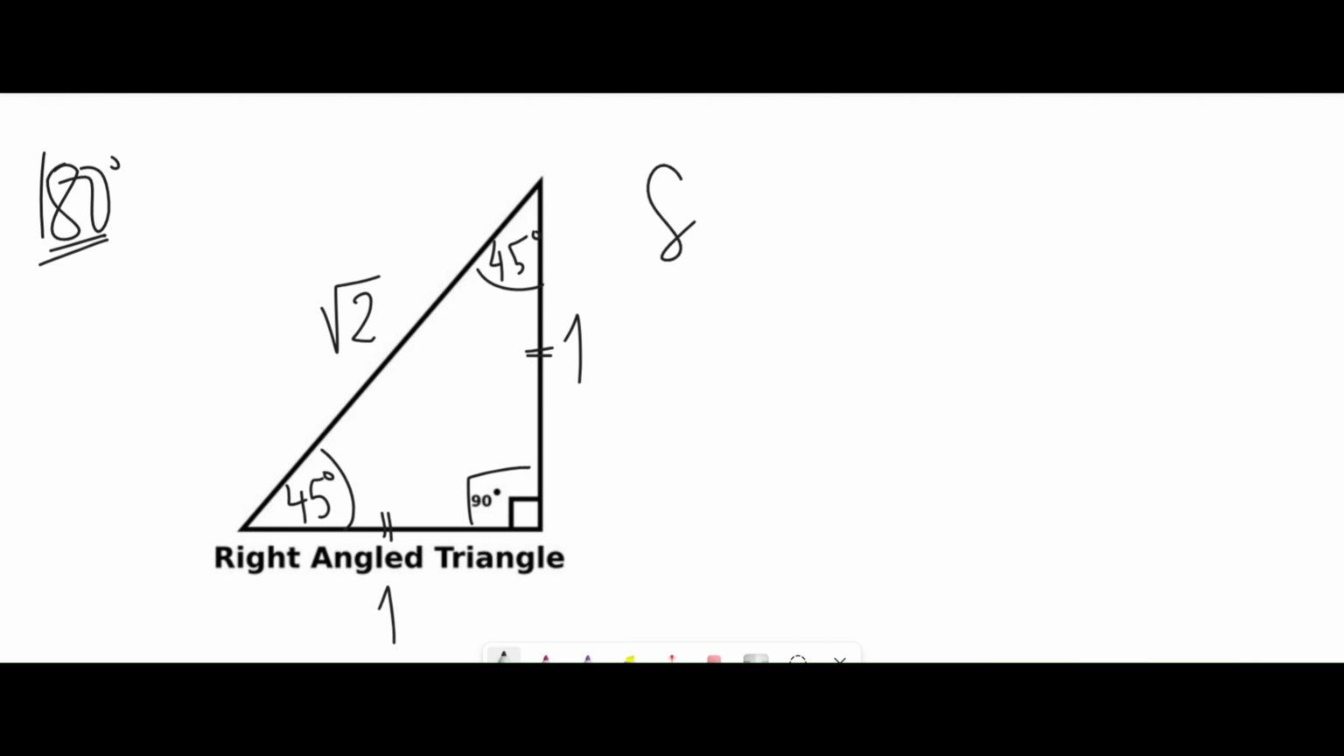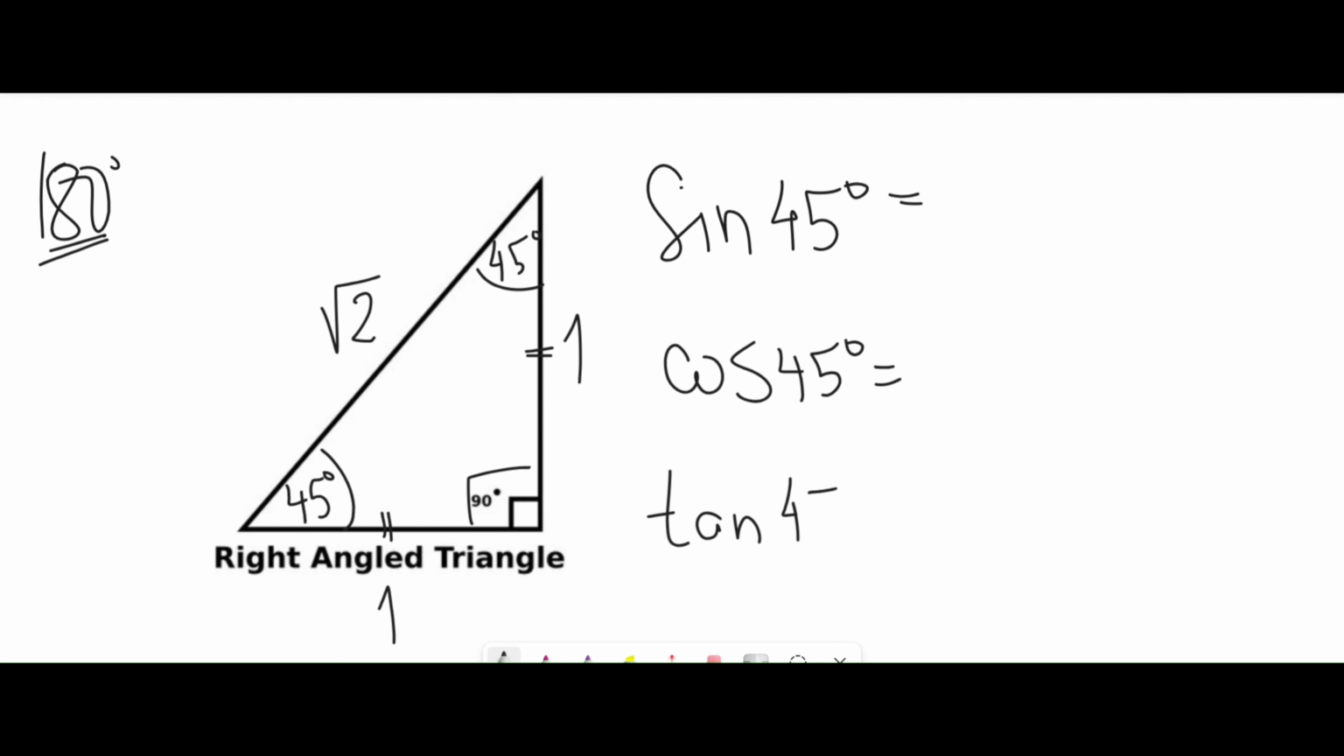Okay, let's find sine of 45 degrees. Let's find cosine of 45 degrees. And finally, we can find the tangent of 45 degrees. All right, sine of 45 degrees, remember, is opposite over hypotenuse, which is 1 over radical 2.